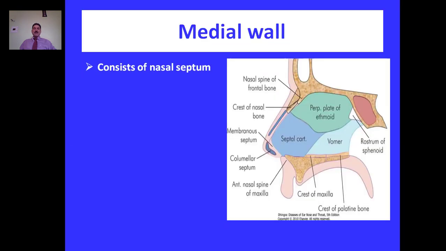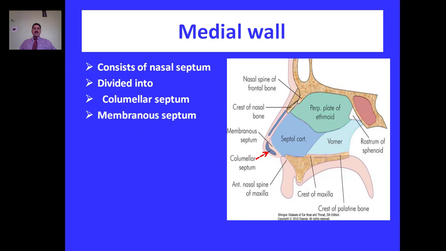Medial wall of the nose consists of the nasal septum. As already said, it is divided into the columellar septum, which is the anteriormost part of the septum. Membranous septum lies between the columellar septum and septal cartilage. Septum proper is made of cartilages.